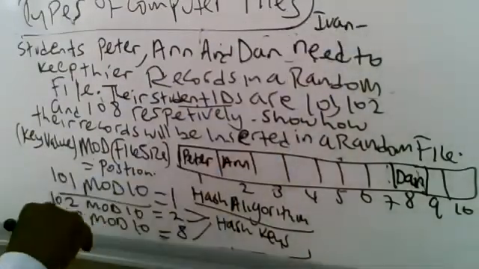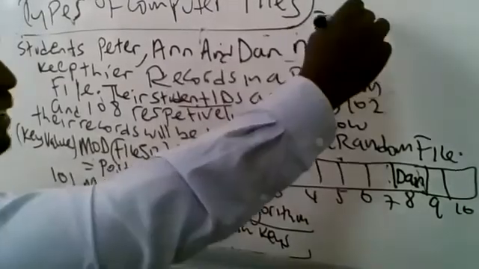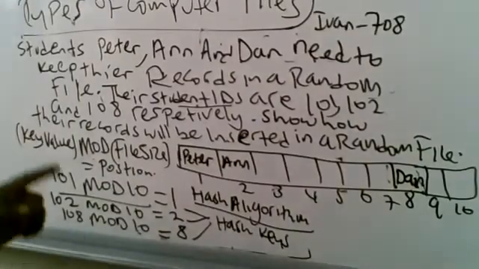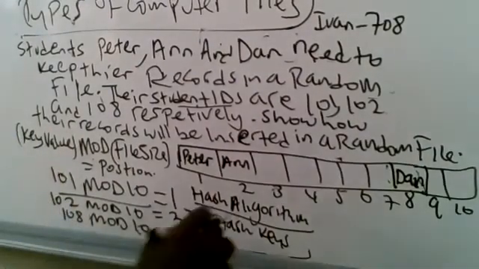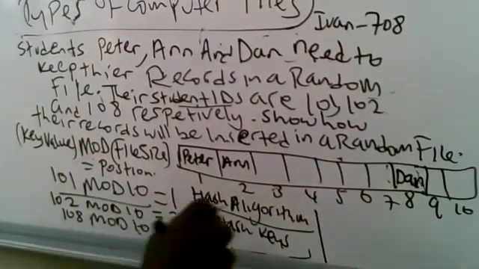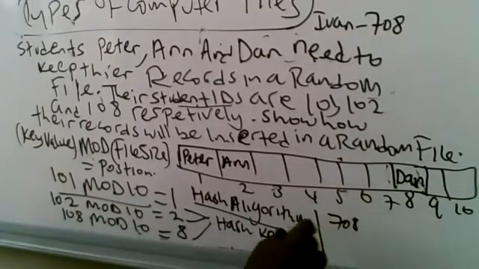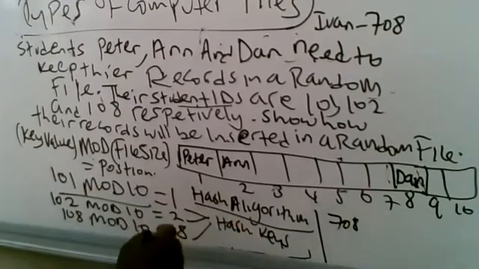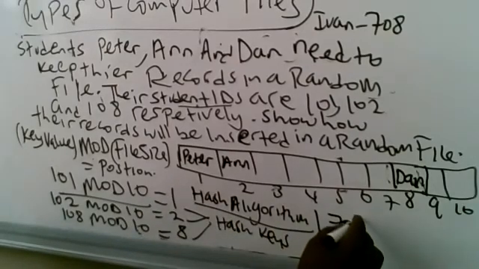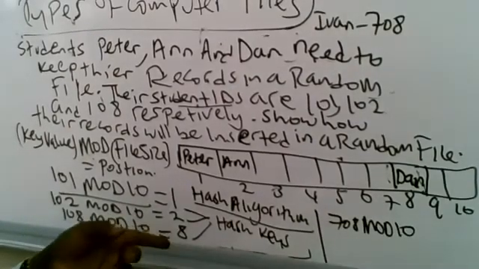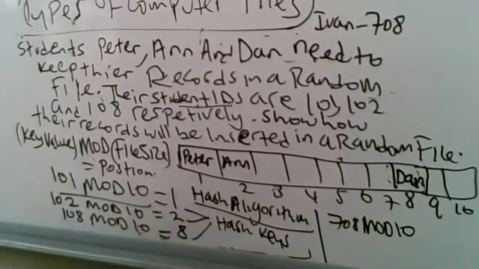And the primary key value, the student ID of Ivan, is 708. You see? So if Ivan's student ID is 708, in order for us to know where to put Ivan, we shall get the student ID, which is the key value, and then we perform a formula called the hash algorithm. This formula will be 708 modulus what? Modulus 10. This is the common hash algorithm, by the way, which even will come in your exams.